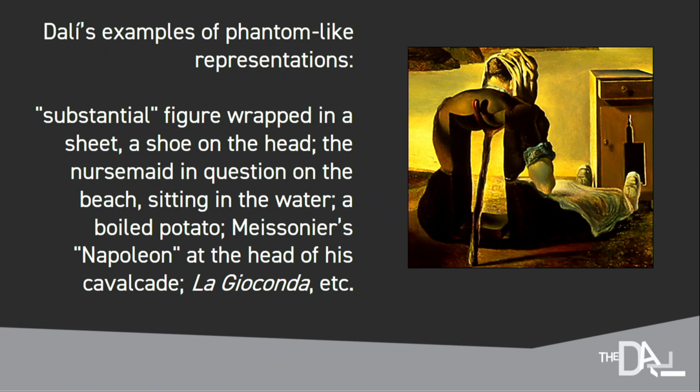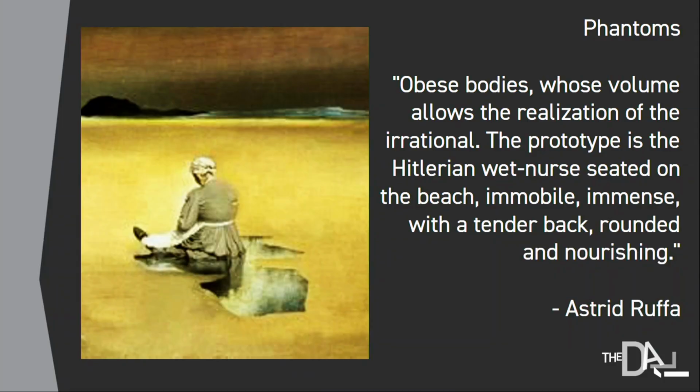But that's what he's thinking of as a phantom, so it seems to be connected to the sheets. The nursemaid in question here on the beach, sitting in the water, a boiled potato, Meissonier's Napoleon at the head of a cavalcade, La Gioconda or the Mona Lisa. These are things Dalí thinks of as phantoms. And this is the woman who did the contrast between Picasso and Dalí, Astrid Rufa. She says that phantoms are obese bodies whose volume allows for the realization of the irrational.